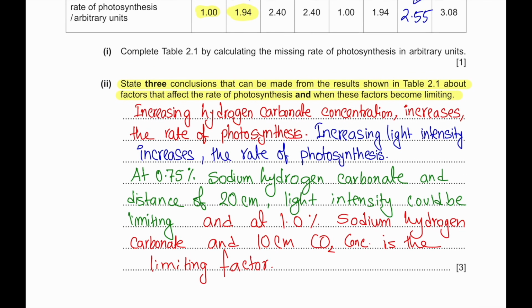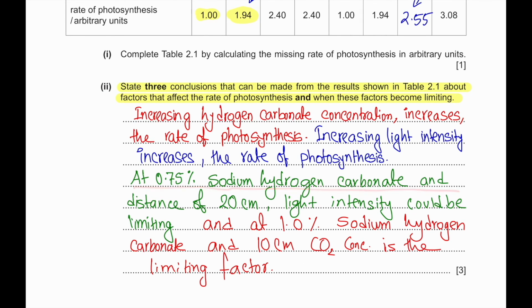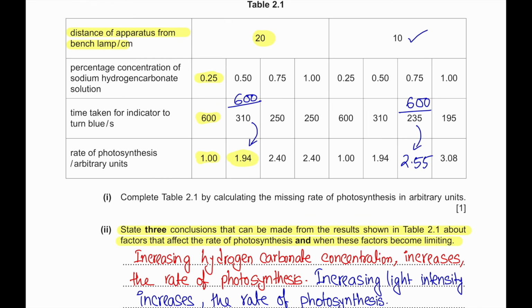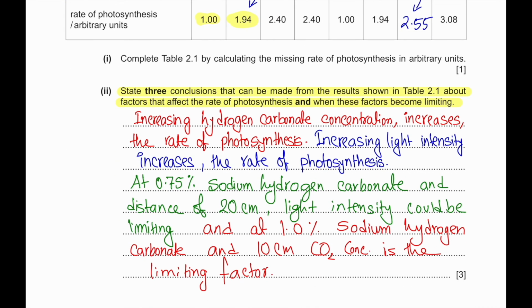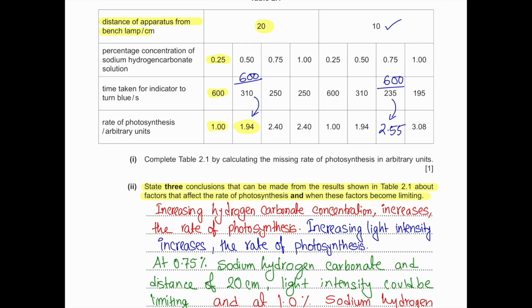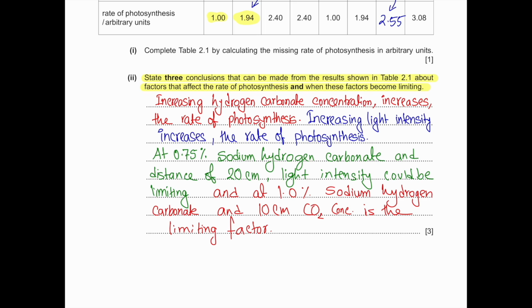And at 0.75 sodium hydrogen carbonate and the distance of 20 centimeter, we can see that light intensity becomes the limiting factor because the rate of photosynthesis is no longer increasing. At this point, CO2 concentration was no longer the limiting factor. And finally, at 1% sodium hydrogen carbonate, we can actually see that increasing carbon dioxide concentration is still increasing the rate of photosynthesis. That means light intensity is no longer limiting in this particular case.